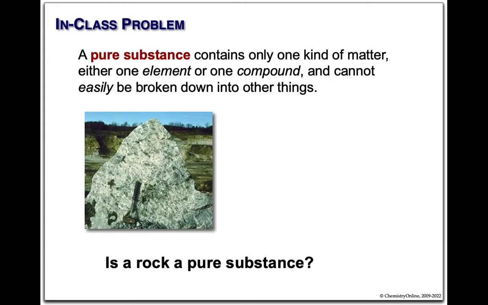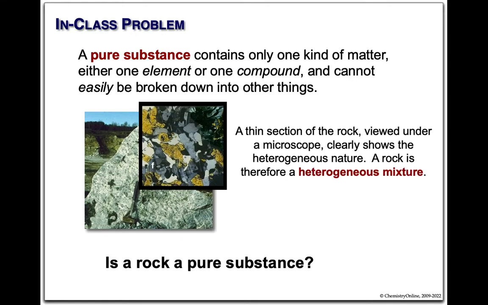This is a rock. Is it a pure substance? Well, you look at it and you say it's pure rock. But if we take a thin slice of this and put it under a microscope, this is what we see. This is an aggregate. If I took this chunk and this chunk, they're totally different, aren't they? And they can be separated by physical means. So it's a heterogeneous mixture.